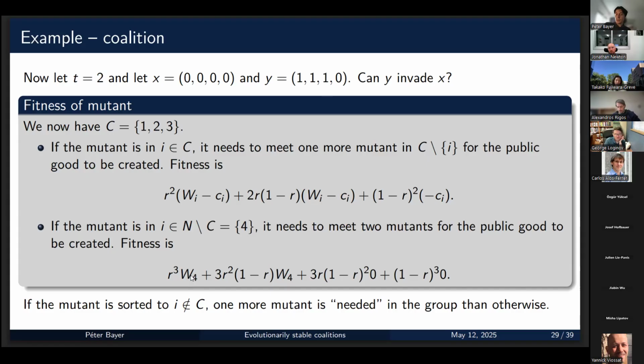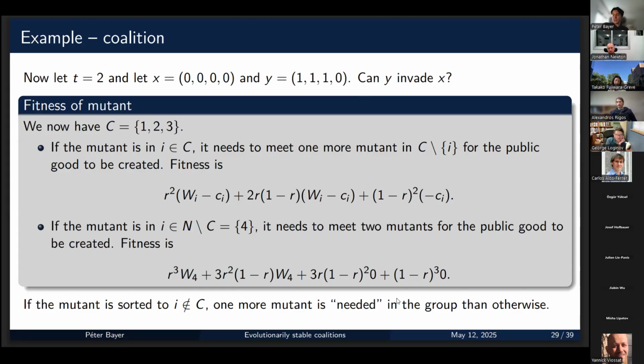This is the probability where everybody is a mutant. Type 1, type 2, type 3. That happens with probability r to the power 3. Then I get my reward. If 2 of them are mutants, I still get my reward. And 1 of them is a non-mutant, 1 of them is resident. This is when 2 of them are residents and 1 is a mutant. Then I don't get anything. There is no reward, but I also don't pay costs because, right, I'm still not contributing. And here is where everybody is a resident, except me, but I'm not contributing either. Okay, so if the mutant is sorted into a non-deviating type, then 1 more mutant is needed in this sense.